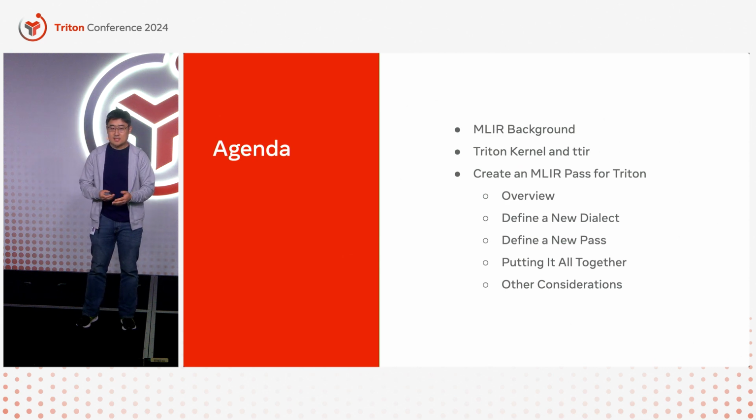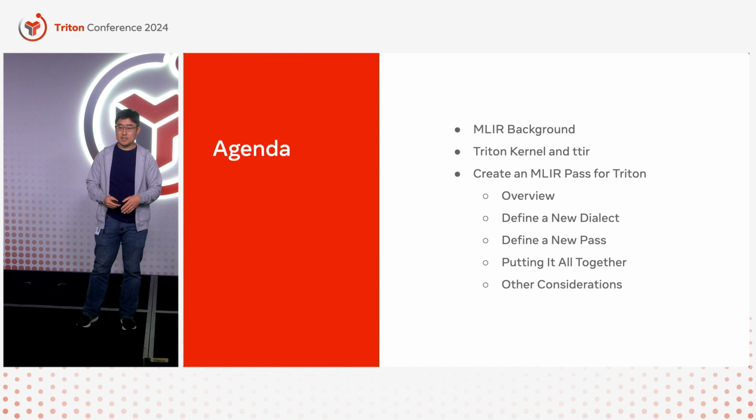Here are the topics that we'll cover. We'll talk about MLIR background at a high level. We'll look at the Triton front end, some example Triton kernels, and the front end Triton IR that it generates. And then we'll dive into the main example of this tutorial, in which we'll create an MLIR pass for Triton.